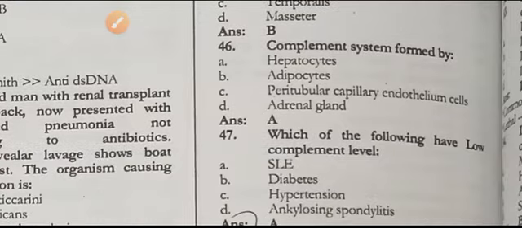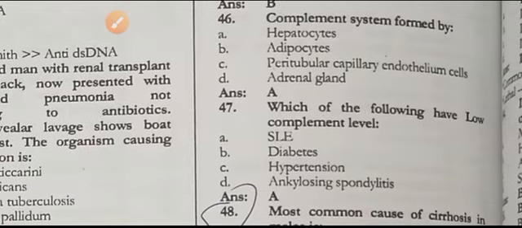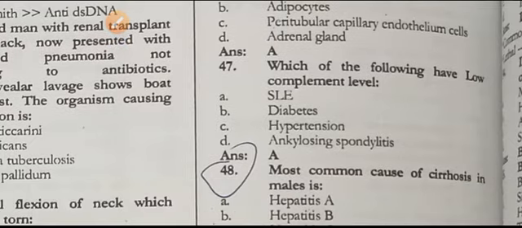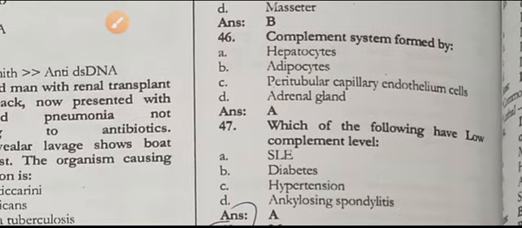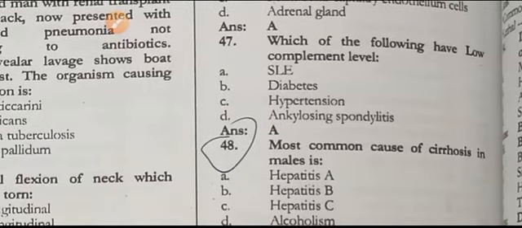Complement system, because complements are proteins that are formed by the hepatocytes. So in CLD, the complement system is compromised. Which of the following have low complement? If the complement system is compromised in CLD, you have decreased opsonization and decreased immunity, so that leads to SBP, one of the causes of SBP.